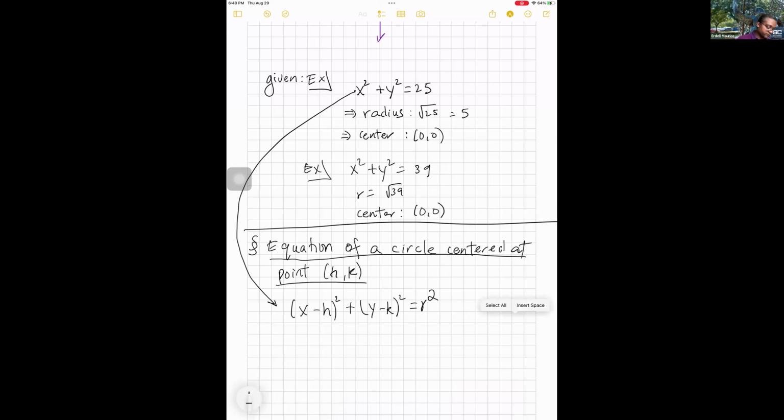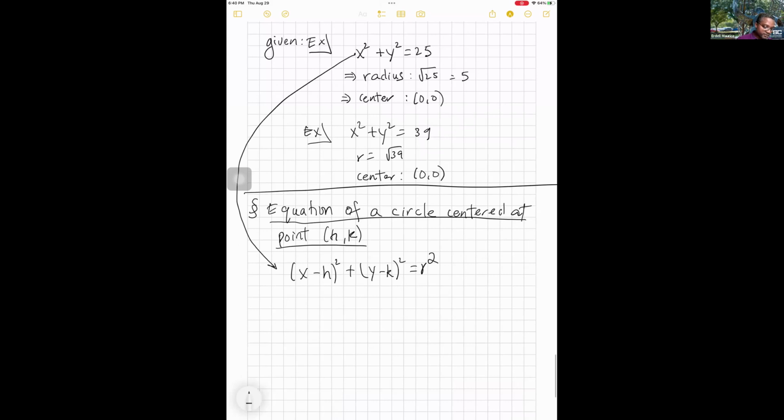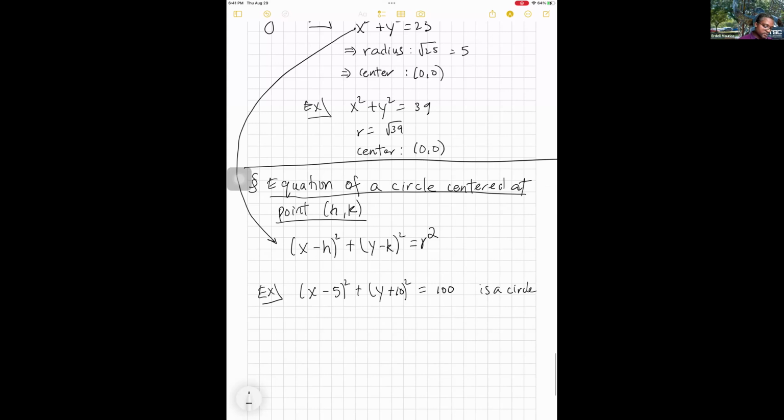So, if I have (x minus 5) squared plus (y plus 10) squared equals 100, the first thing that we want you to do is to simply recognize that this is a circle. And because it's a circle, you know that somewhere in there is a radius and a center. Right? Your radius is going to be the square root of 100. So that's going to be 10.